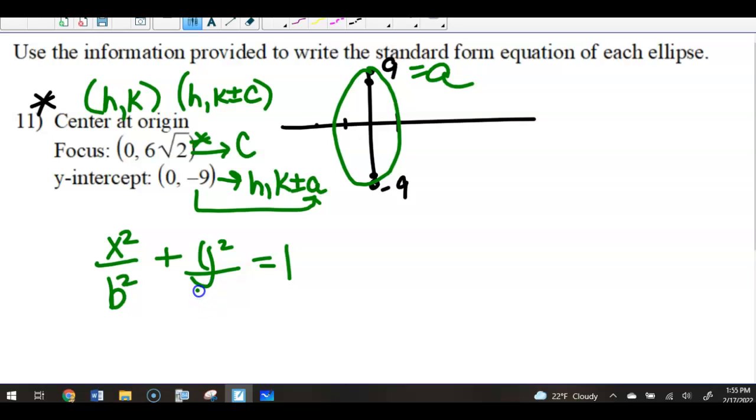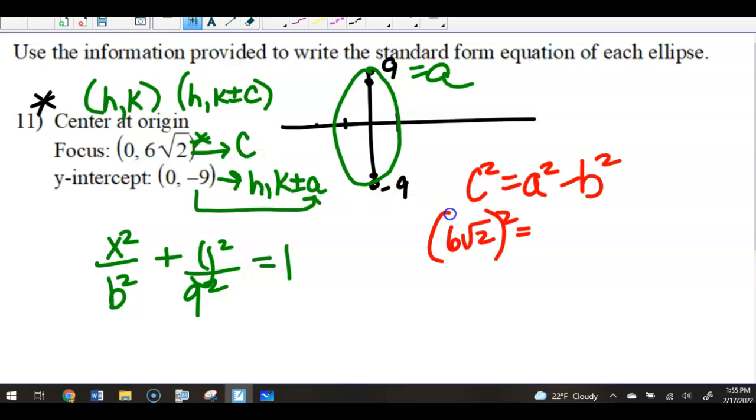So this is going to be 9 squared, or 81. All right. So we got one more thing to find. We got to figure out b. So c squared equals a squared minus b squared. C squared is 6 square roots of 2 squared. A squared we know is 81, or 9 squared. And we don't know b squared. All right, this is 81.